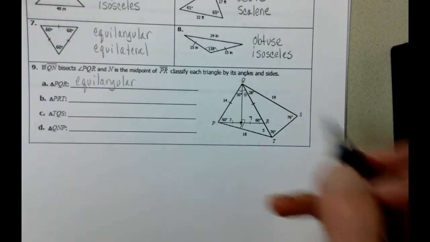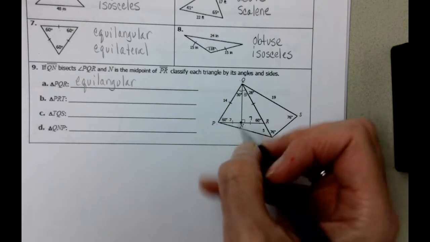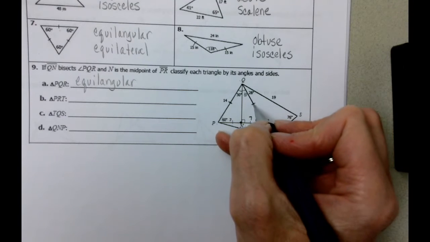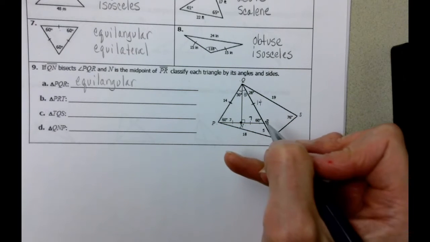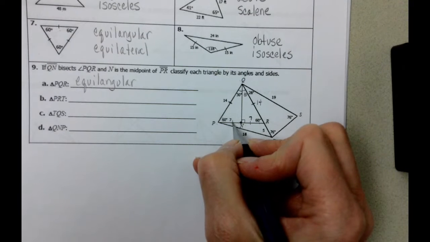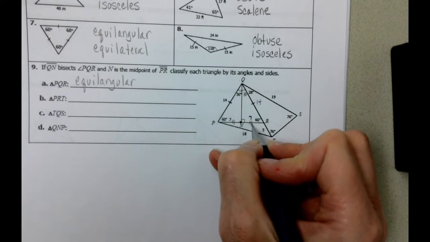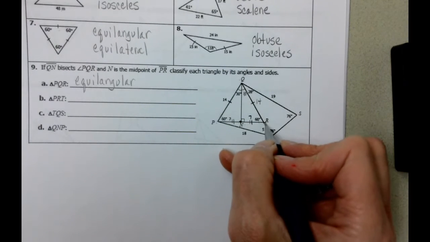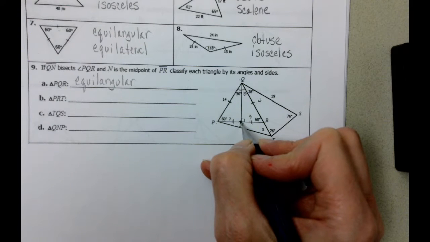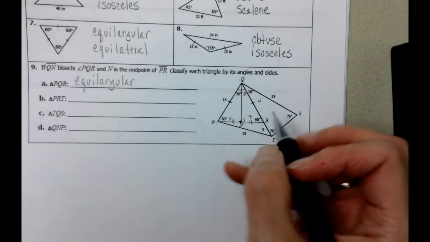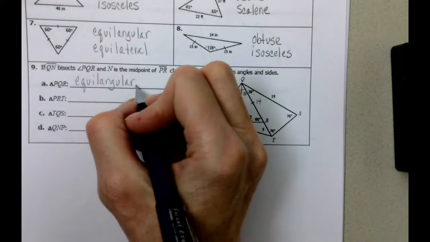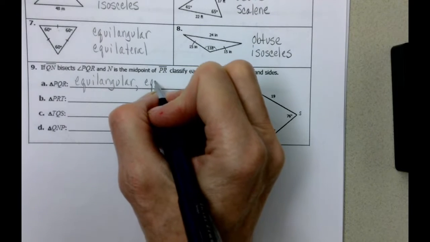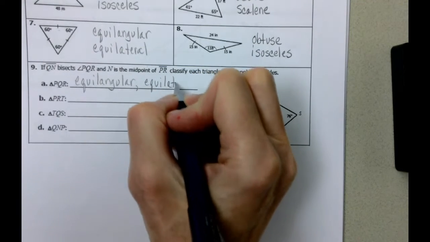And then when we look at the lengths here, this length is 14. It's got one tick mark. So over here, this should be 14. And then instead of putting one tick mark in, I should have put 2. Because this length is 7, and this length is 7 due to the fact that N is the midpoint, but 7 plus 7 is 14. So not only is that triangle equiangular, but it is also equilateral.